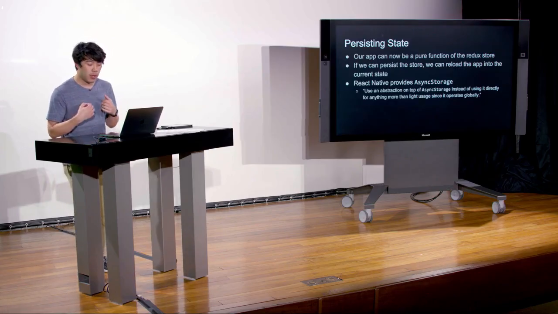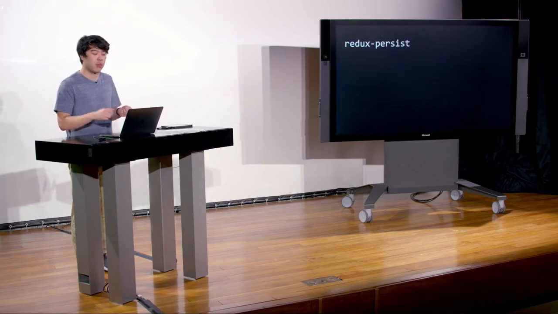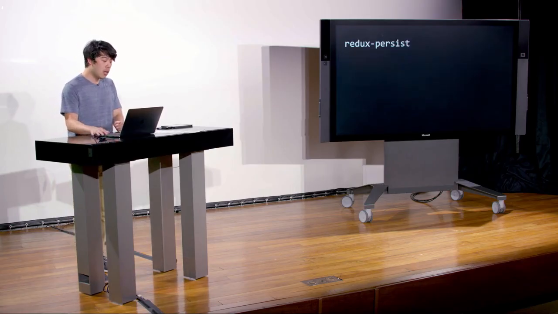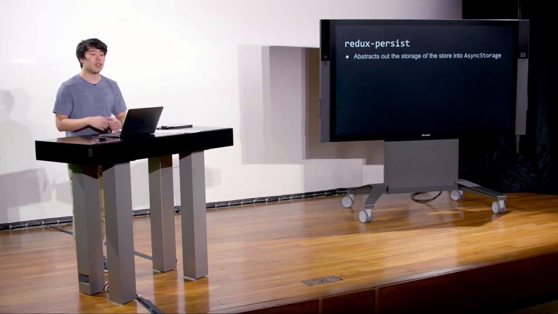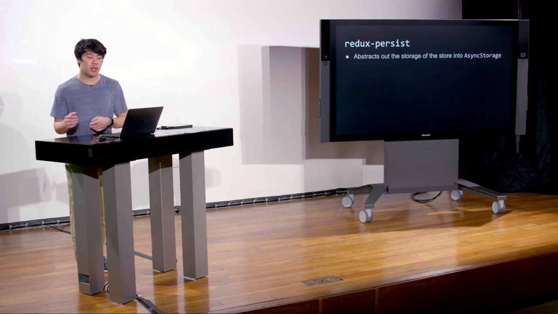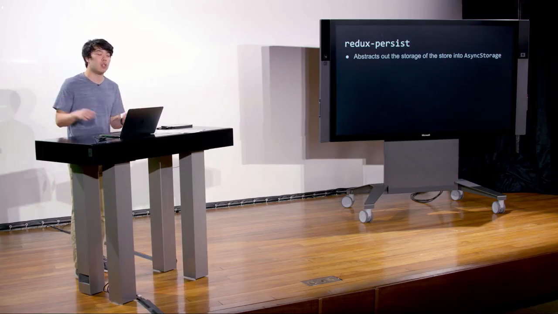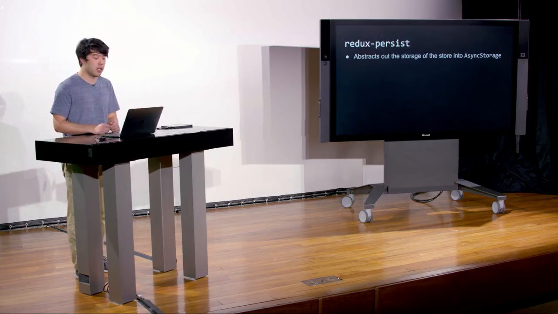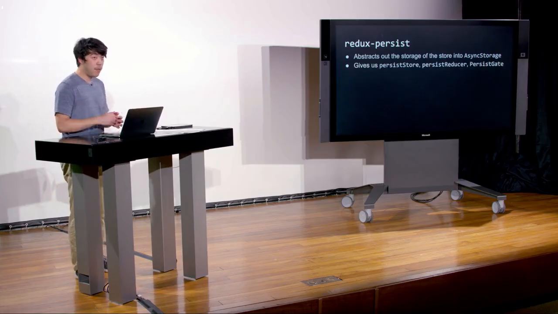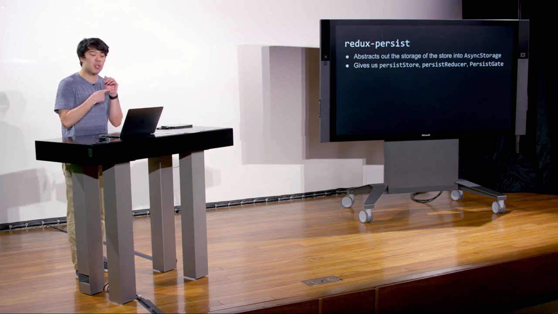Well, it turns out there are abstractions on top of async storage, one of which is called Redux Persist. So what this does is it abstracts out the storage of the store into async storage for us. So we don't have to handle anything with async storage. Instead, we just use this library, and it does all of that for us. So it gives us a few different things. It gives us this thing called a persist store, a persist reducer, and a persist gate.